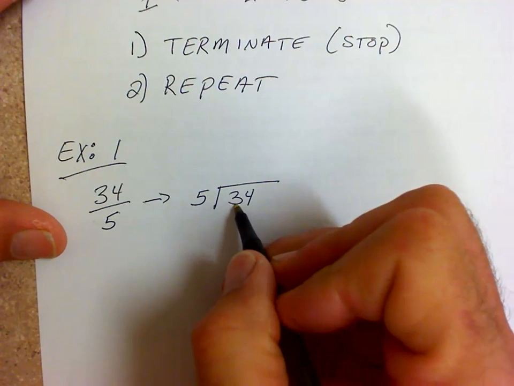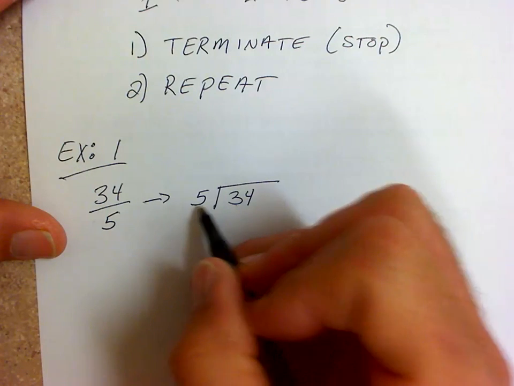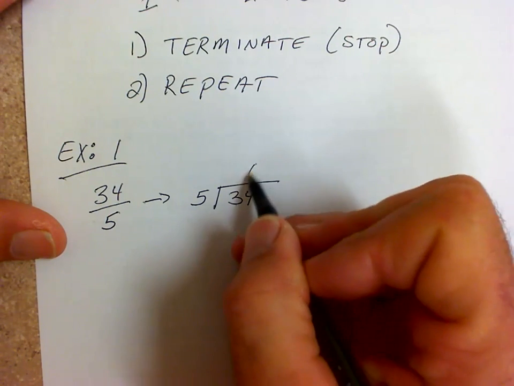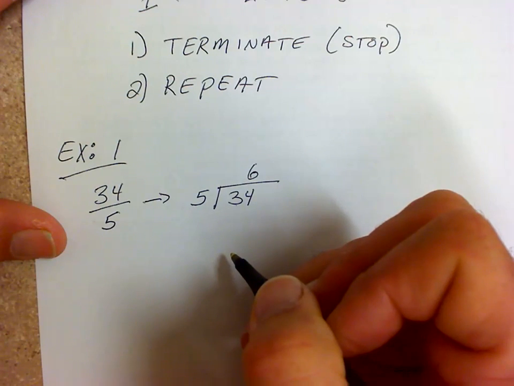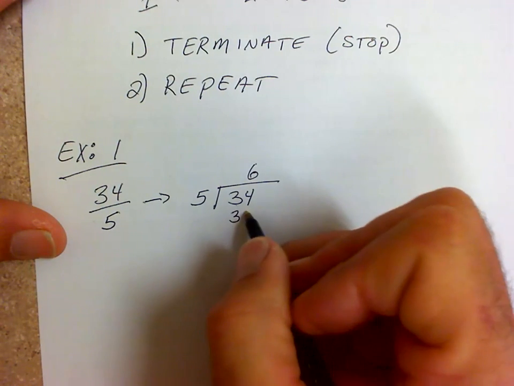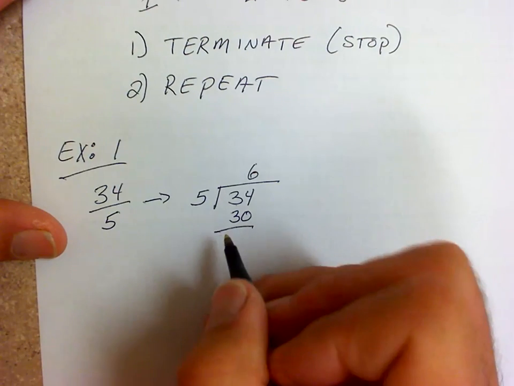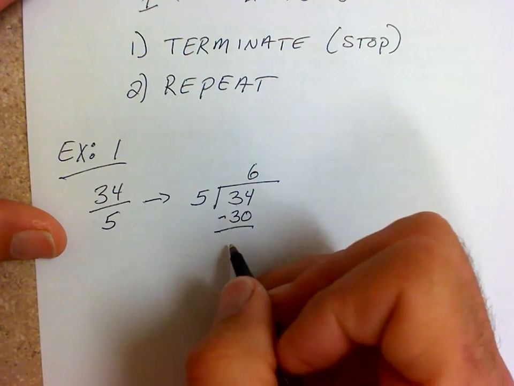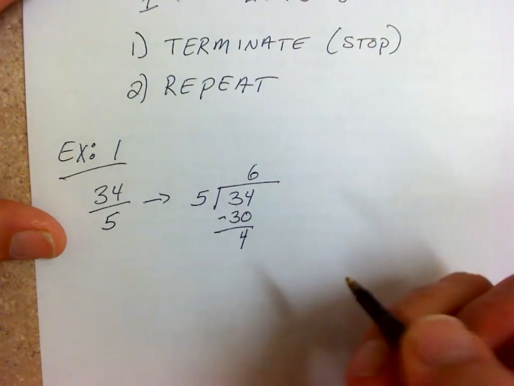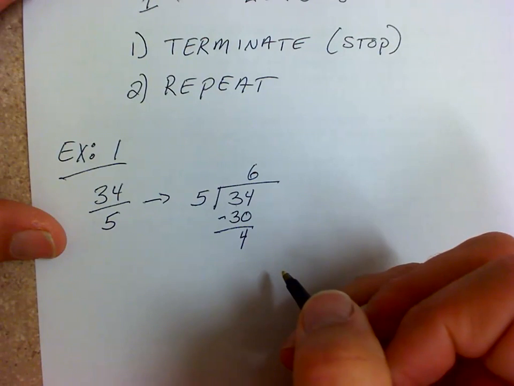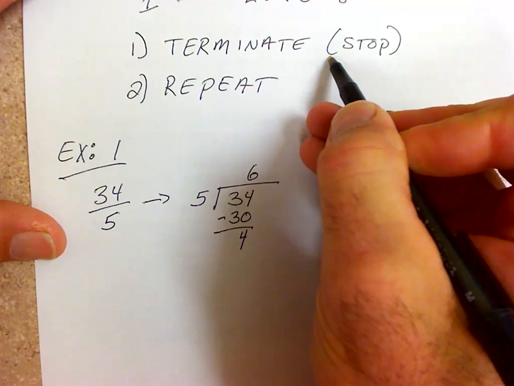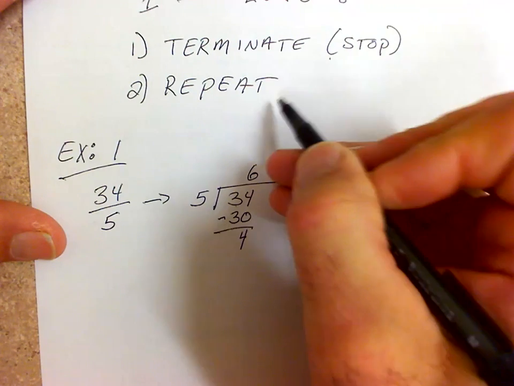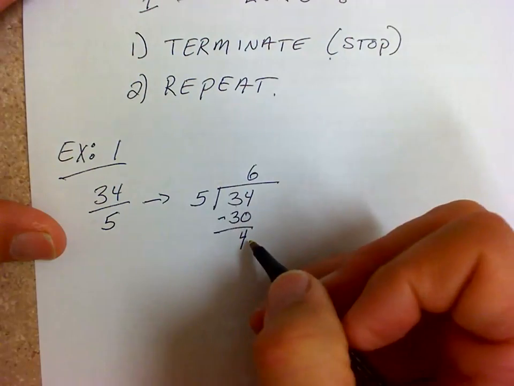5 goes into 3, not possible. 5 into 34. We want to get as close as we can without going over. That will go 6 times. 6 times 5 leaves us with 30. We want to subtract that off. We have a remainder of 4. Our decimal did not stop. We did not get a remainder of 0. We have nothing repeating yet, so we must continue.